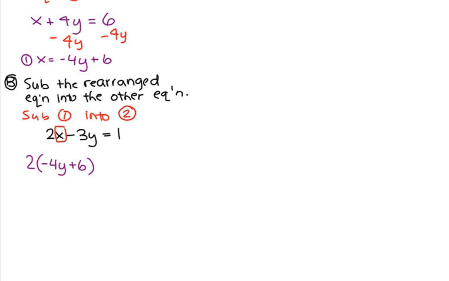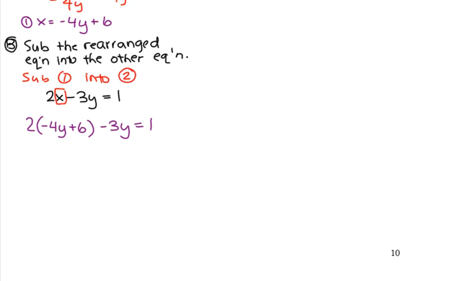So we're going to sub it in and then write out the rest of the equation. So I replace the x with negative 4y plus 6. Now we have one equation with one distinct variable, y. Just with y in there. There's no x's. So now we can solve for y. Just good old-fashioned algebra.